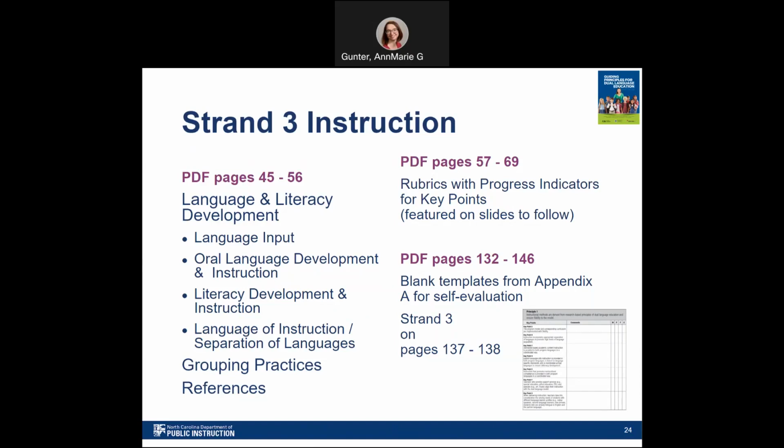Finally, additional information about Strand 3 instruction is in Appendix A. On PDF pages 132 to 146, you'll see the blank templates from Appendix A for self-evaluation. And that covers all 7 strands, but the Strand 3 blank templates are actually on pages 137 and 138. So they're fairly compact there in Appendix A. All right, so set that up so that it works for you as we continue through the Strand 3 instruction portion of our asynchronous workshop.